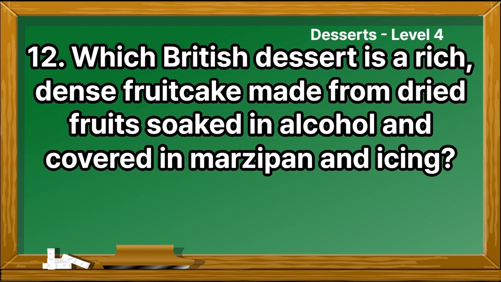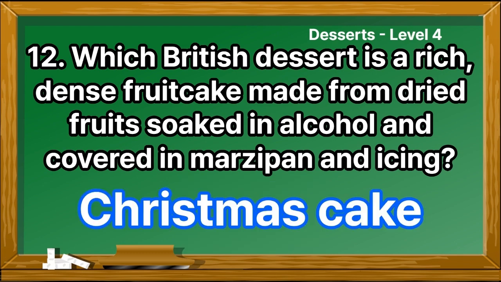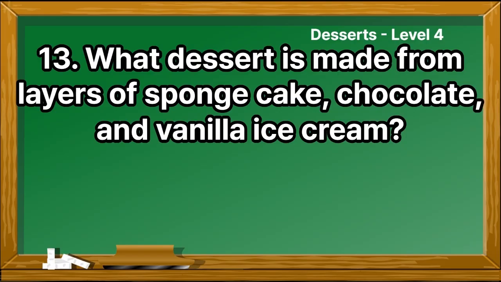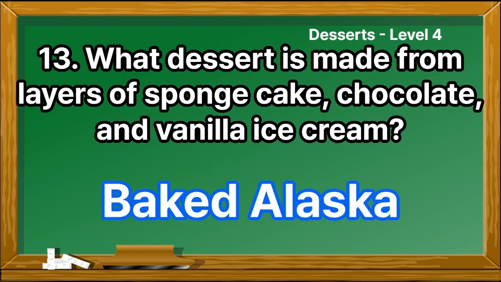Which British dessert is a rich, dense fruitcake made from dried fruits soaked in alcohol and covered in marzipan and icing? Christmas cake. What dessert is made from layers of sponge cake, chocolate, and vanilla ice cream? Baked Alaska.